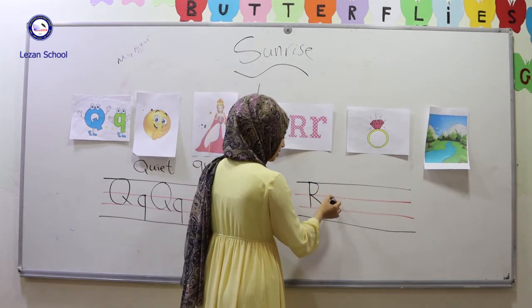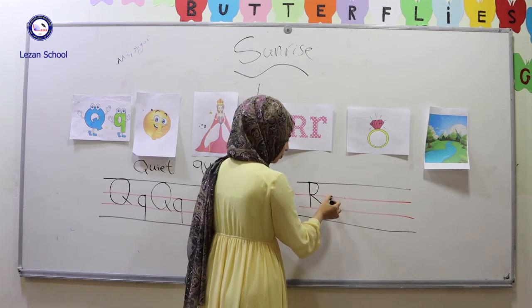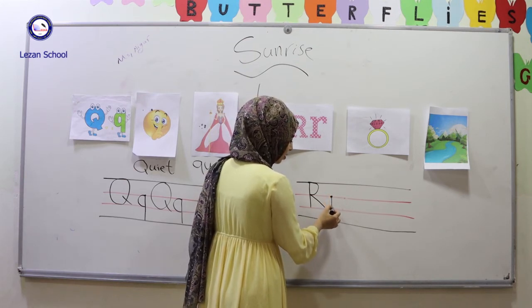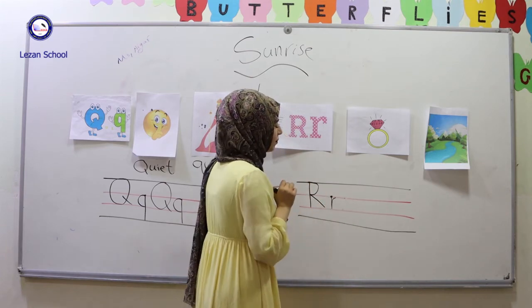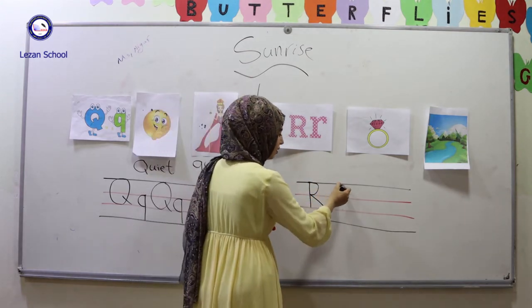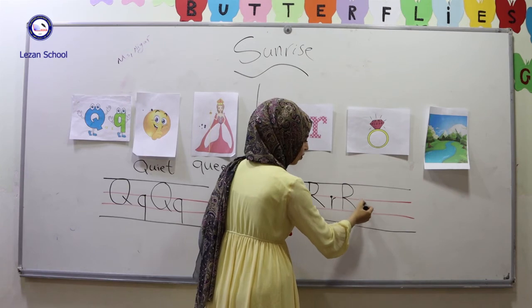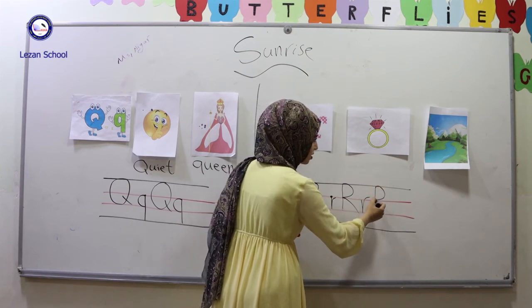Small r starts from the second line. Go to the third line and go up, round. This is small r. Again, capital R, small r, capital R, small r.